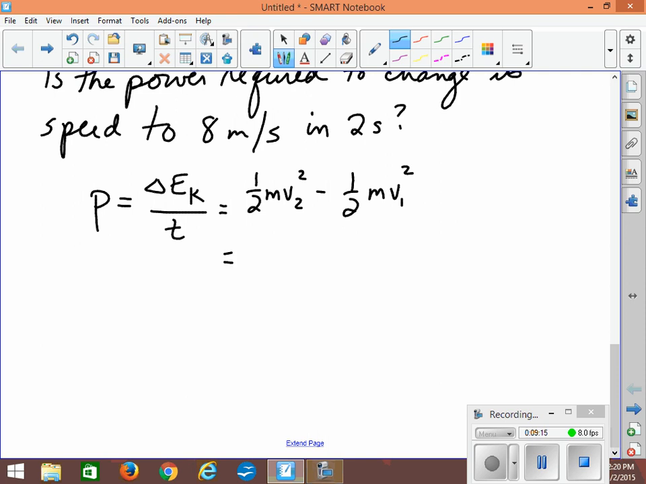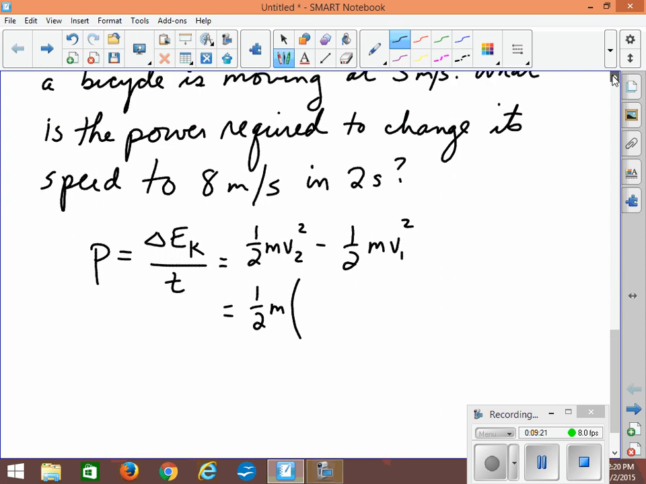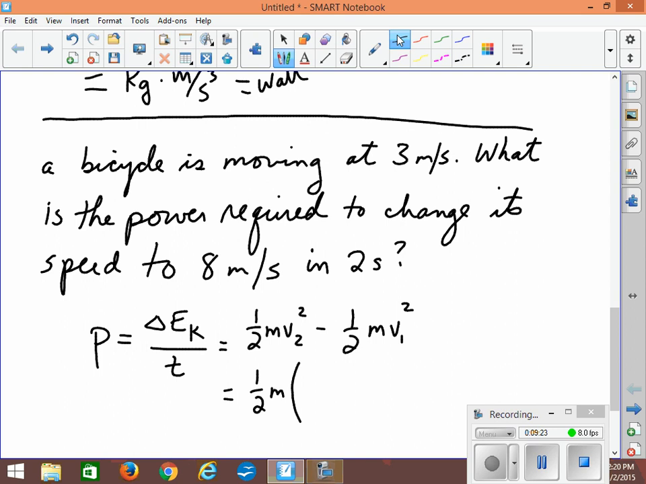And of course, we can do a little bit of factoring out here. Oh, I guess I would have had to tell you the mass of the bicycle too. So to make this a good example, let's go back and say a 40 kilogram bicycle. My mistake. A 40 kilogram bicycle.